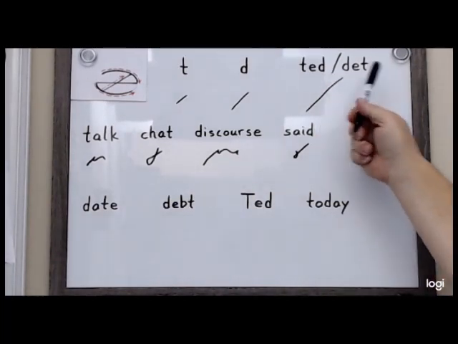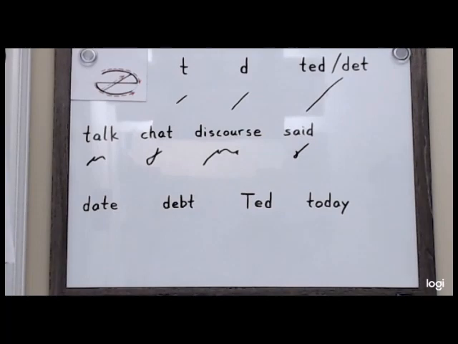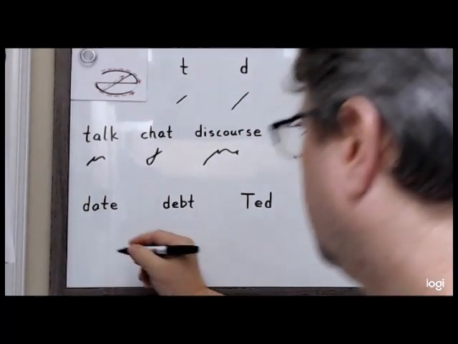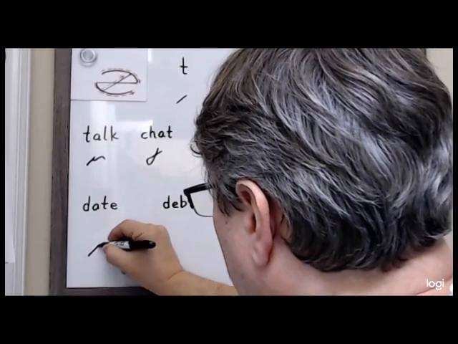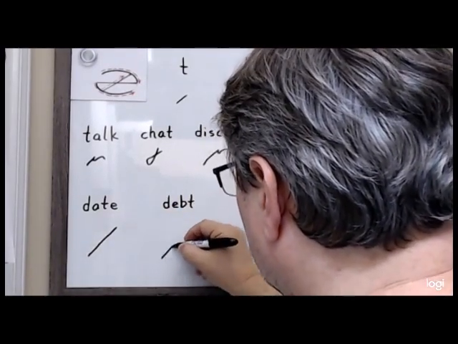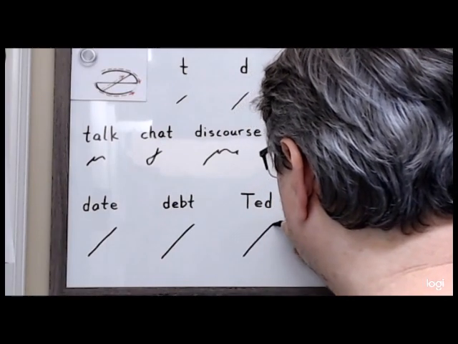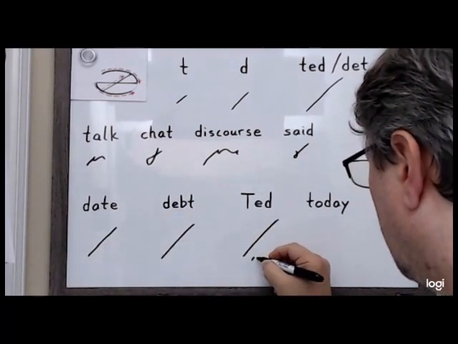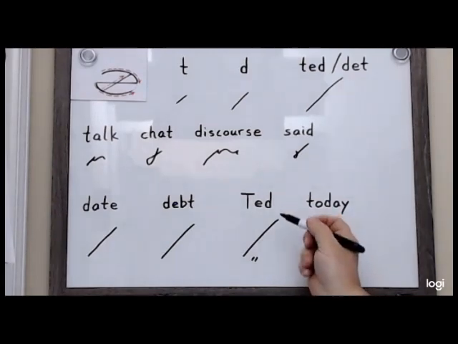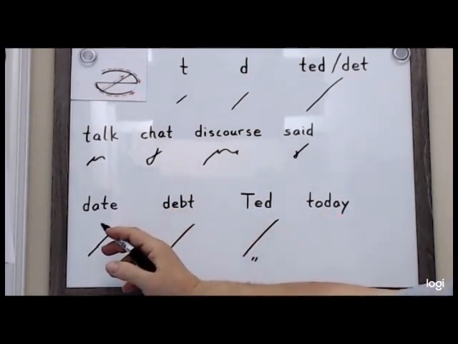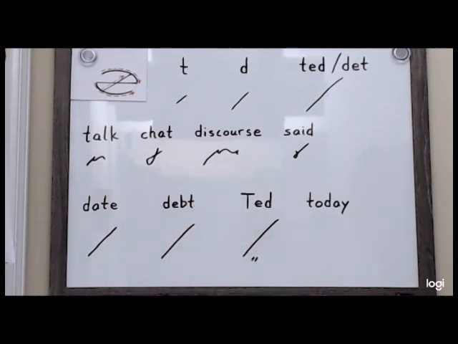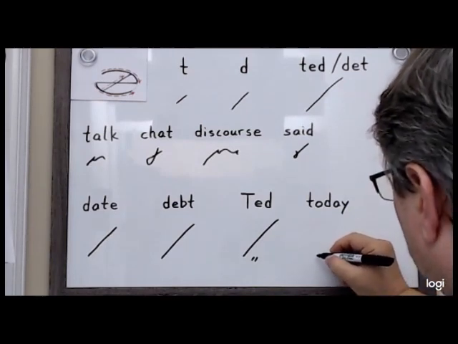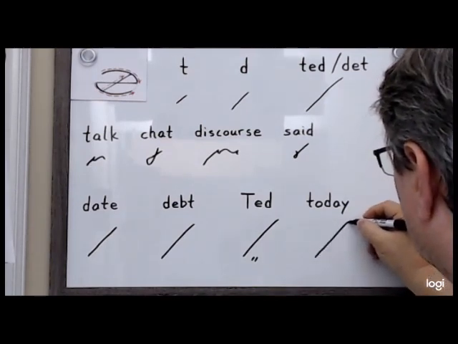Now the TED and DET stroke can represent several words with the same stroke, as in the word dates, debts, and Ted. How you will tell the difference between Ted and the other two is that you'll put these two tick marks right below the outline, and you can tell that's the word Ted. These two, date and debt, you'll be able to tell the difference within the context of these sentences. The word today is the TED stroke with the A.